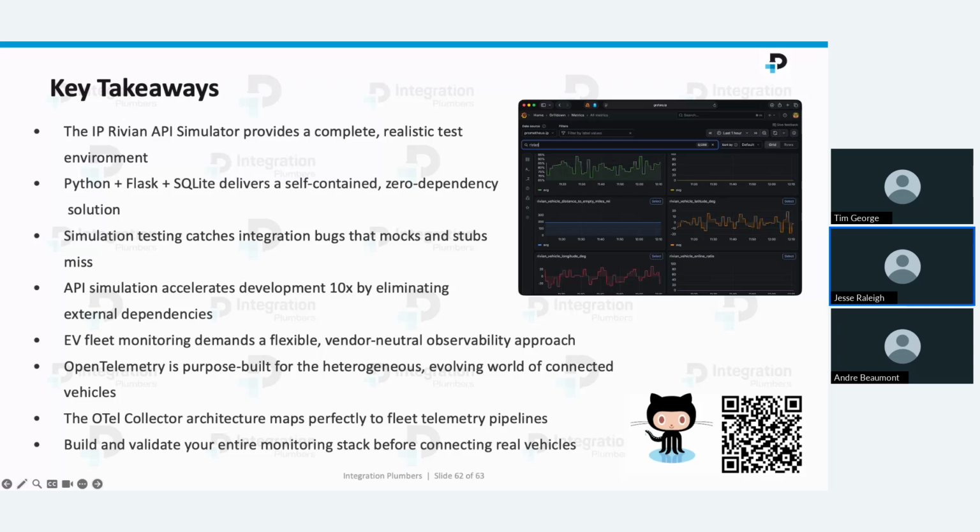EV fleet monitoring demands a flexible, vendor-neutral observability approach, and OpenTelemetry is purpose-built for exactly that. The collector architecture maps naturally to fleet telemetry pipelines. Most importantly, build and validate your entire monitoring stack before connecting to real vehicles. The simulator makes that possible.